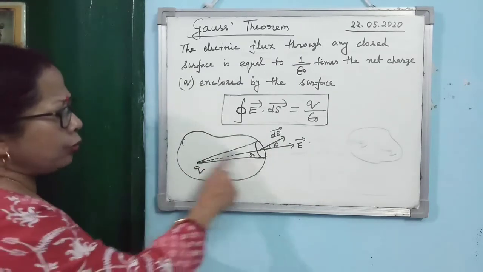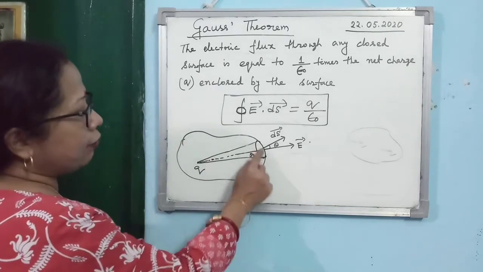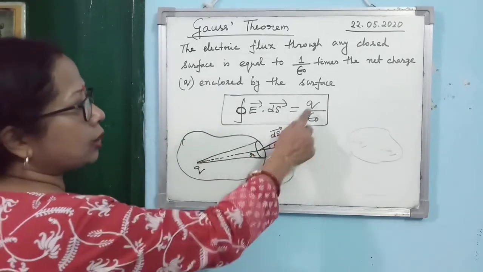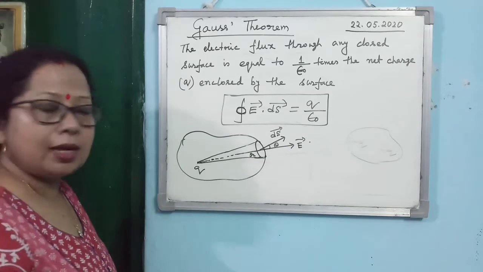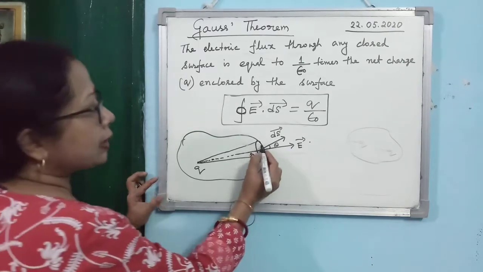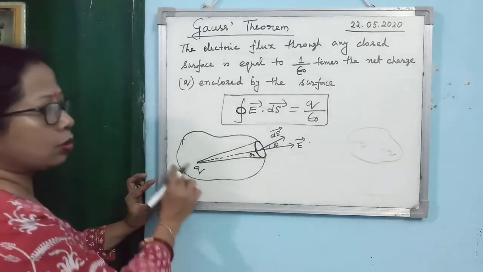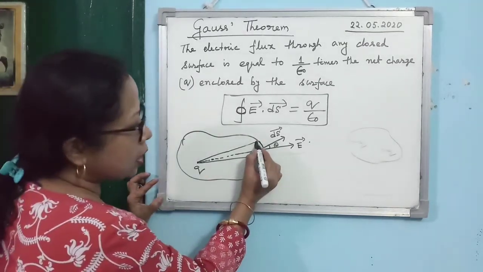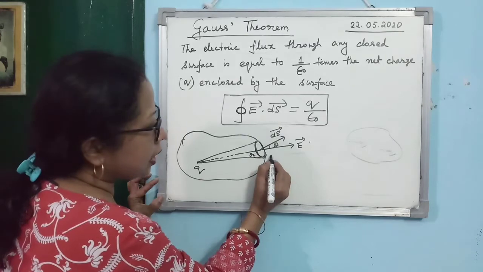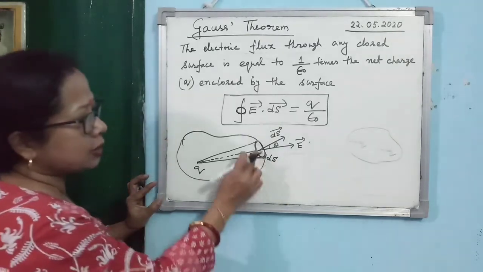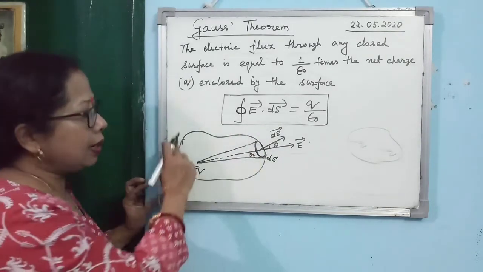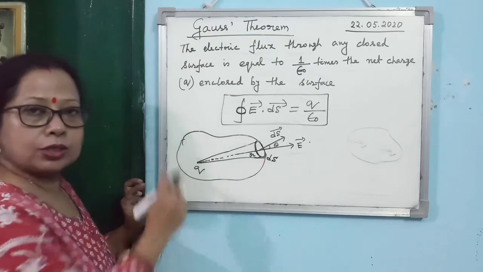Now, what is the proof of the Gauss's theorem? We have to prove that the electric flux passing through this is equal to q upon epsilon naught. Clear? Now, how can I do this? For that, I have chosen a small area on the closed surface. Alright, just look at this. We have chosen a small surface area ds on the original closed surface.